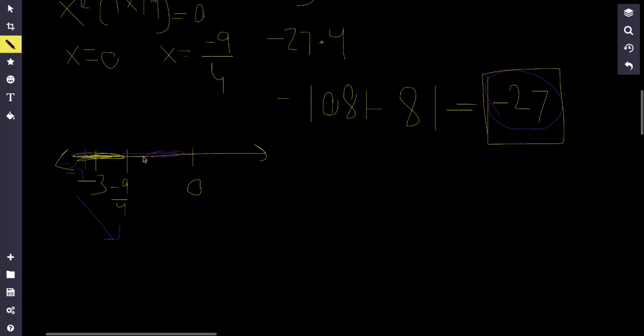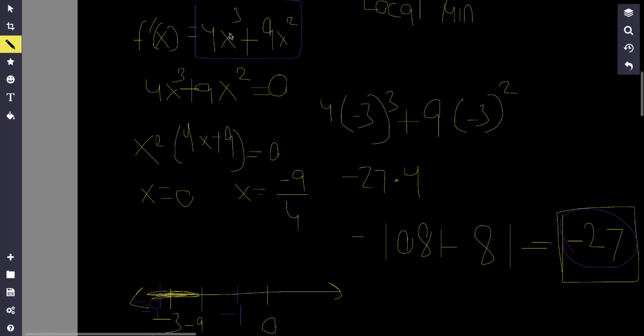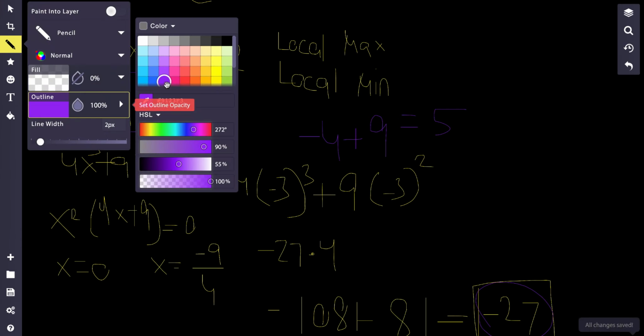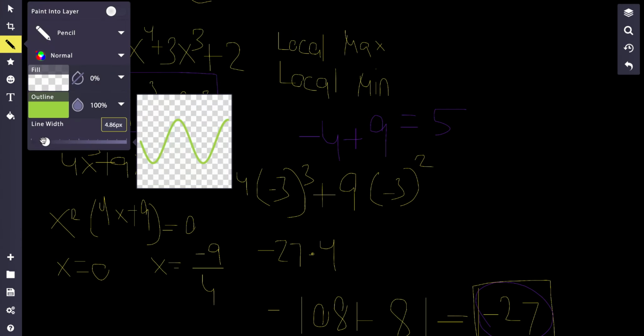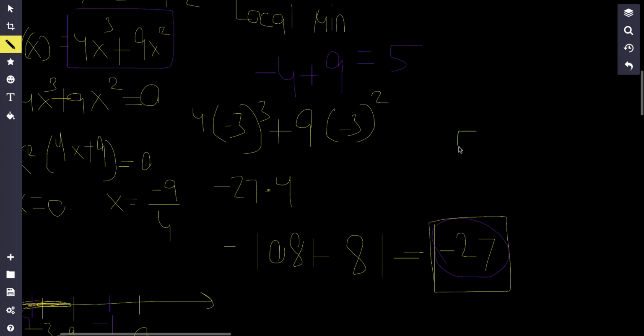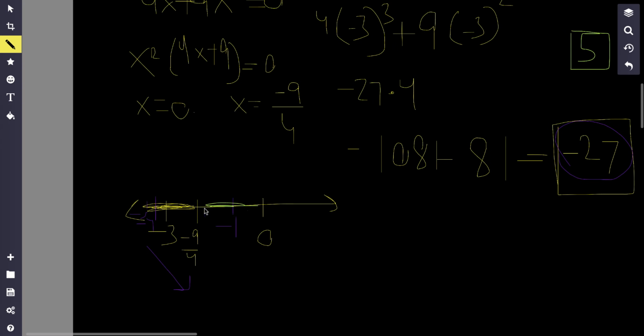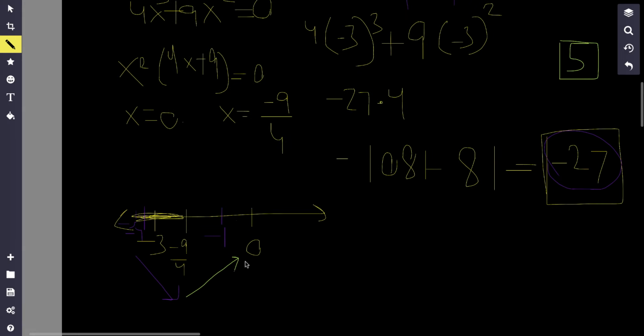All right, from negative 9 over 4 to 0, let's just plug in negative 1. So if I plug in negative 1 into my derivative, I get 4 times negative 1 to the third power, which is negative 4, plus 9 times negative 1 to the second power, which is just 9. Negative 4 plus 9 is 5. Now 5 is a positive slope, right? If we have a slope of 5, this is going to be a positive slope, meaning from negative 9 over 4 to 0, our function is going to be increasing.